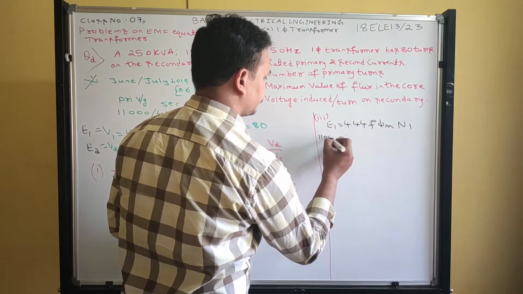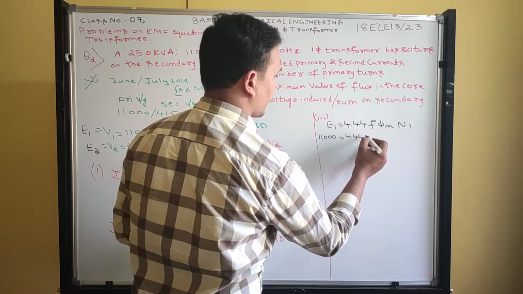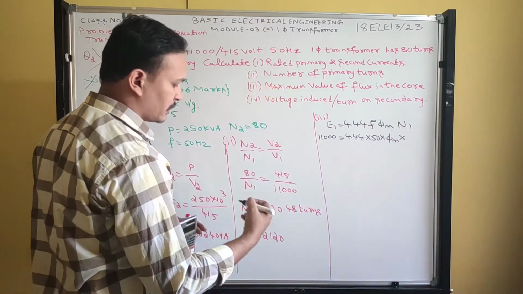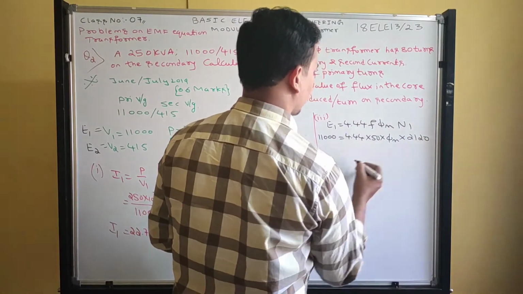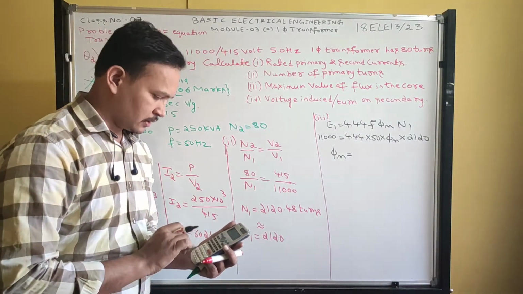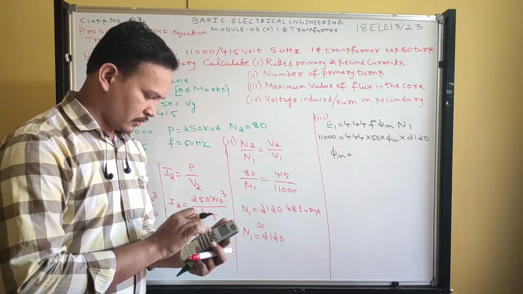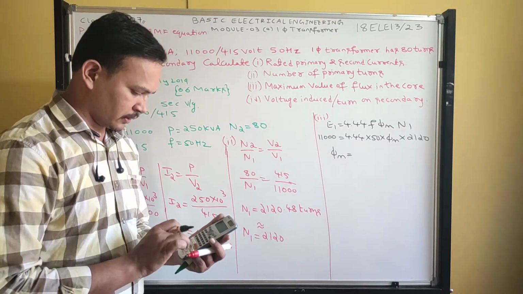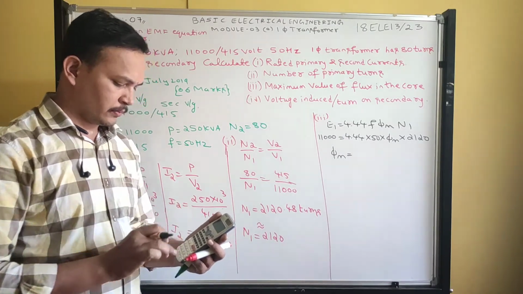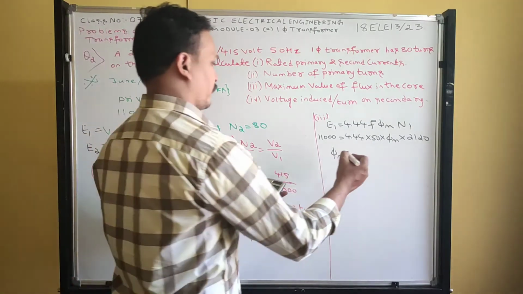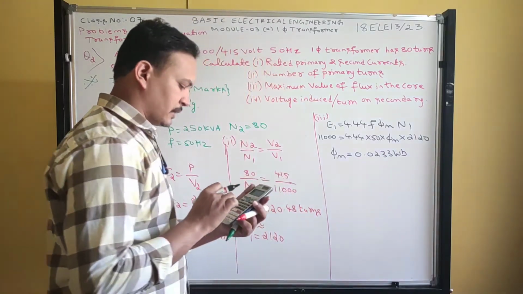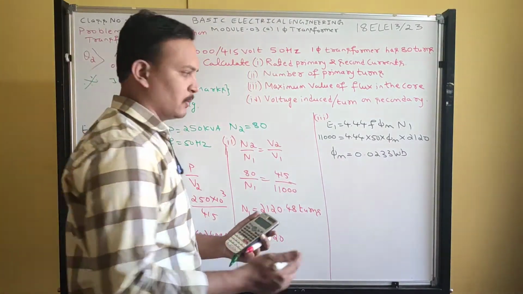So 11,000, 4.44, frequency 50 is given, flux I don't know, flux I need to calculate. What is the number of primary turns? 2120. So from this you calculate primary flux. How much will you get? 11,000, 4.44 into 50 into 2120. By solving this we get the flux value 0.02333 Webers.